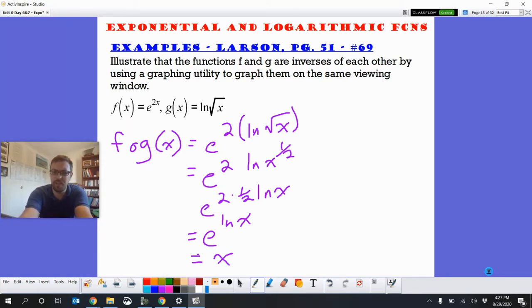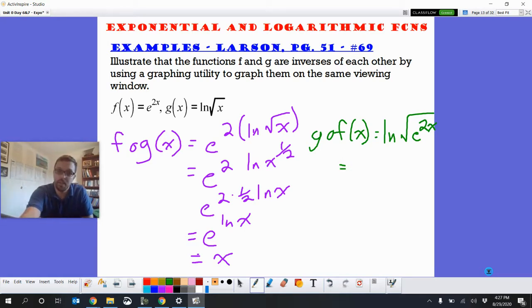It makes a little more sense when we do it the other way, which we're about to do. g of f. So we've got the ln of the square root of e to the 2x. So e to the 2x is really e to the x, squared, under the square root. And if you square and square root, you've really done nothing. So that's just gone. ln of e to the x.